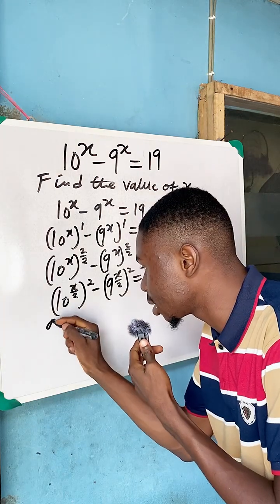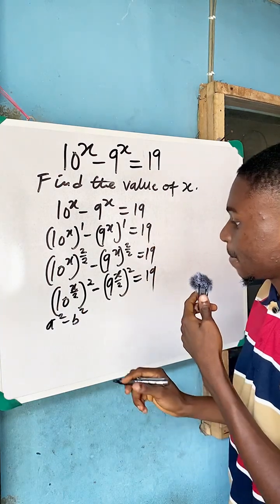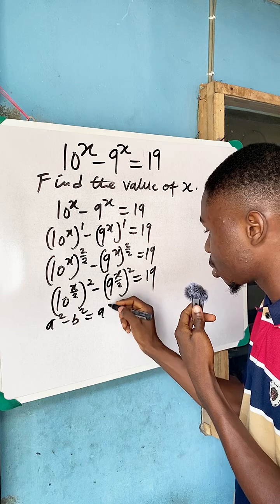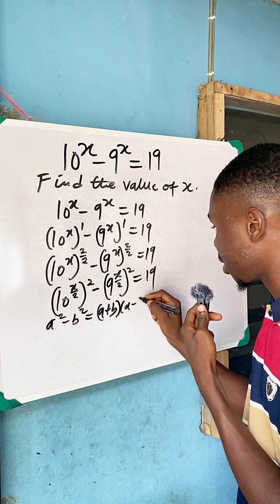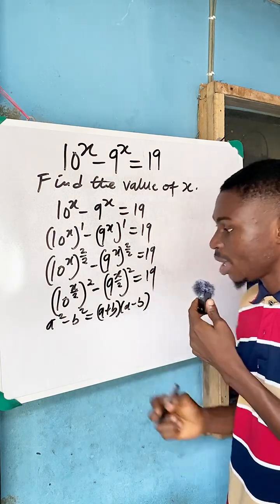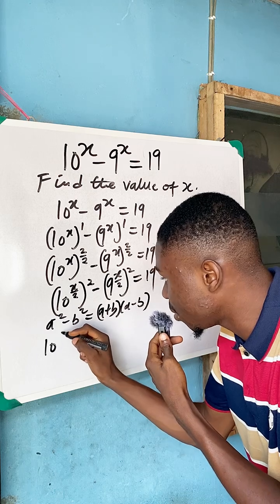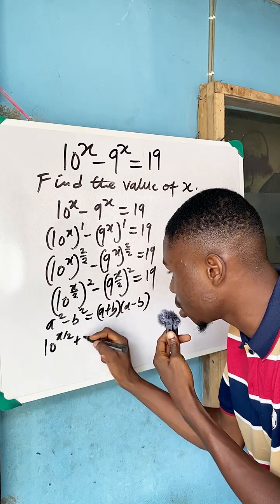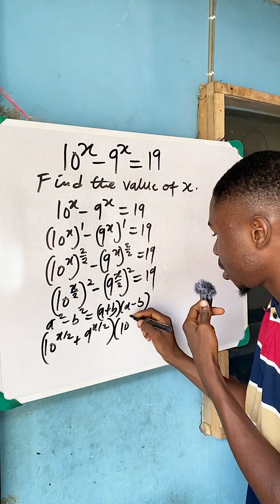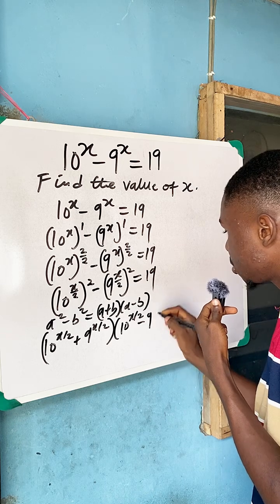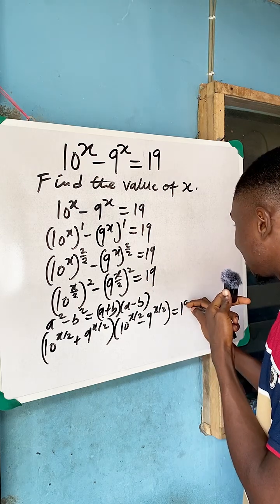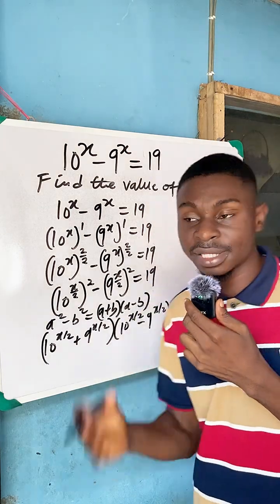If you have a squared minus b squared, this is the difference of two squares, and it can be expressed as a plus b multiplied by a minus b. So I can equally express this as 10 to the power of x over 2 plus 9 to the power of x over 2 multiplied by 10 to the power of x over 2 minus 9 to the power of x over 2. This is equal to 19, which can be expressed as 19 times 1 because nothing changed. 19 times 1 is still 19.